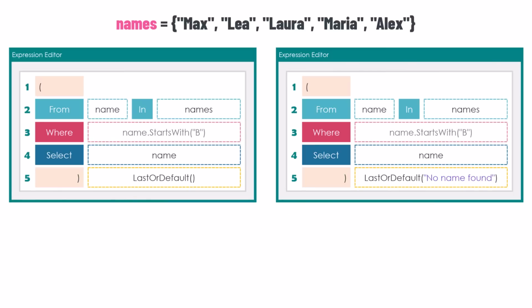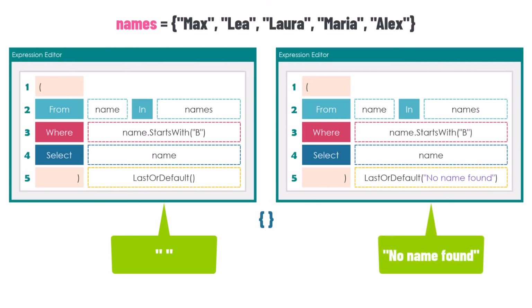Suppose I have another condition in the query. The result of the query now is an empty sequence. In this case, the query on the left side returns an empty string, which is the string default value. On the other hand, the query on the right side returns the following string, which is the default value I added inside the braces. So, both overloads return the last element in case the sequence contains elements, else the default value will be returned. The same will be for the other two overloads with a lambda expression.